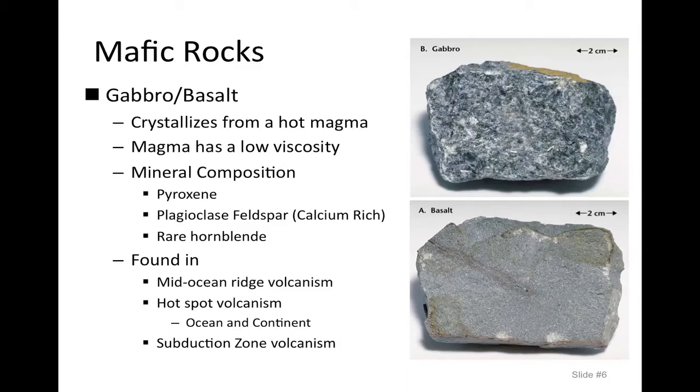Because of its low viscosity and its very buoyant nature, it can actually penetrate a lot of different cracks very easily. Because of its fluid nature, it's also very hot, so it's very buoyant. It rises to the surface most readily because of its warm, buoyant nature. So it's something that we see in a lot of different volcanic environments. I've listed them in this slide. Mid-ocean ridge volcanism. So the ocean floor is entirely made out of mafic rocks completely. Hotspot volcanism, both oceanic and continental hotspots, you'll find mafic rocks in both environments. And then subduction zone volcanism.